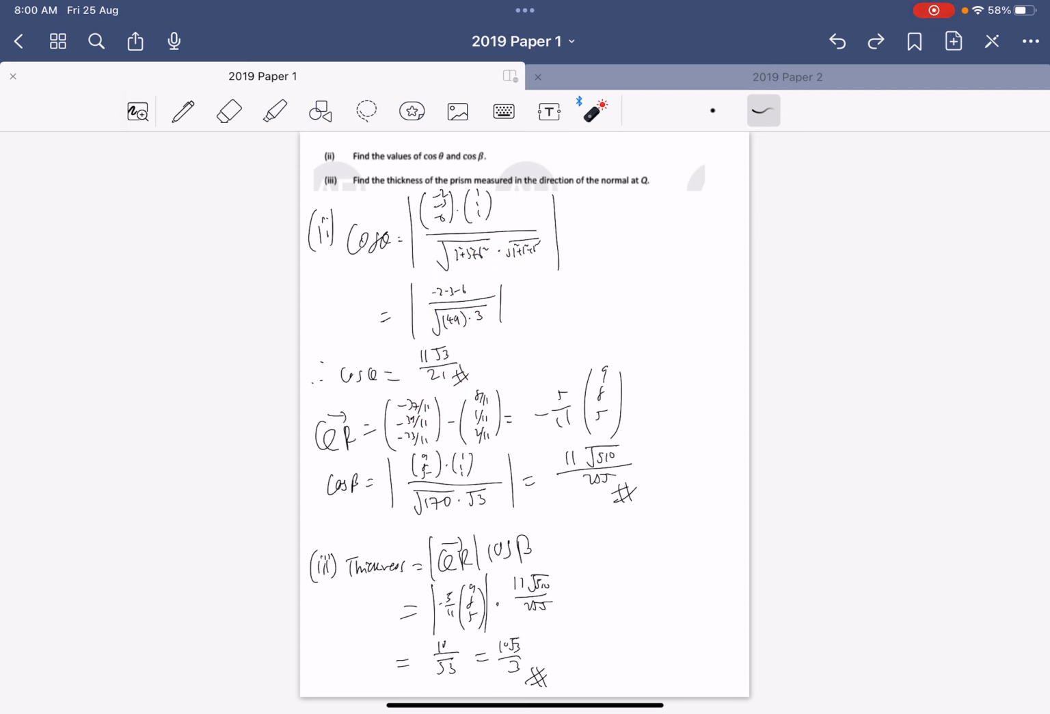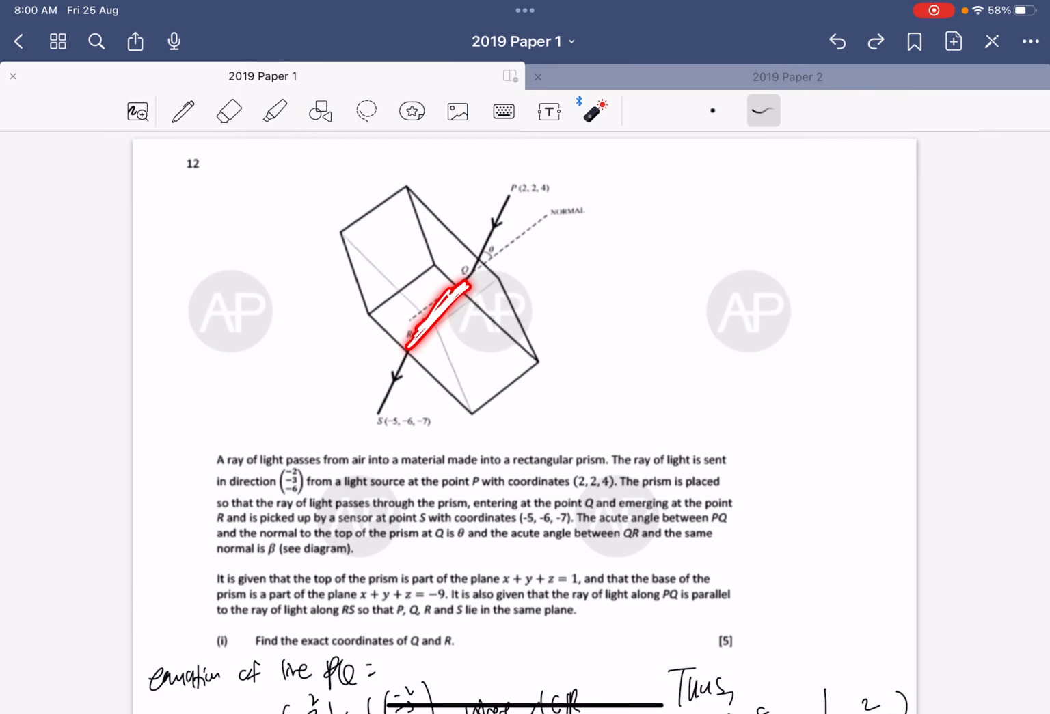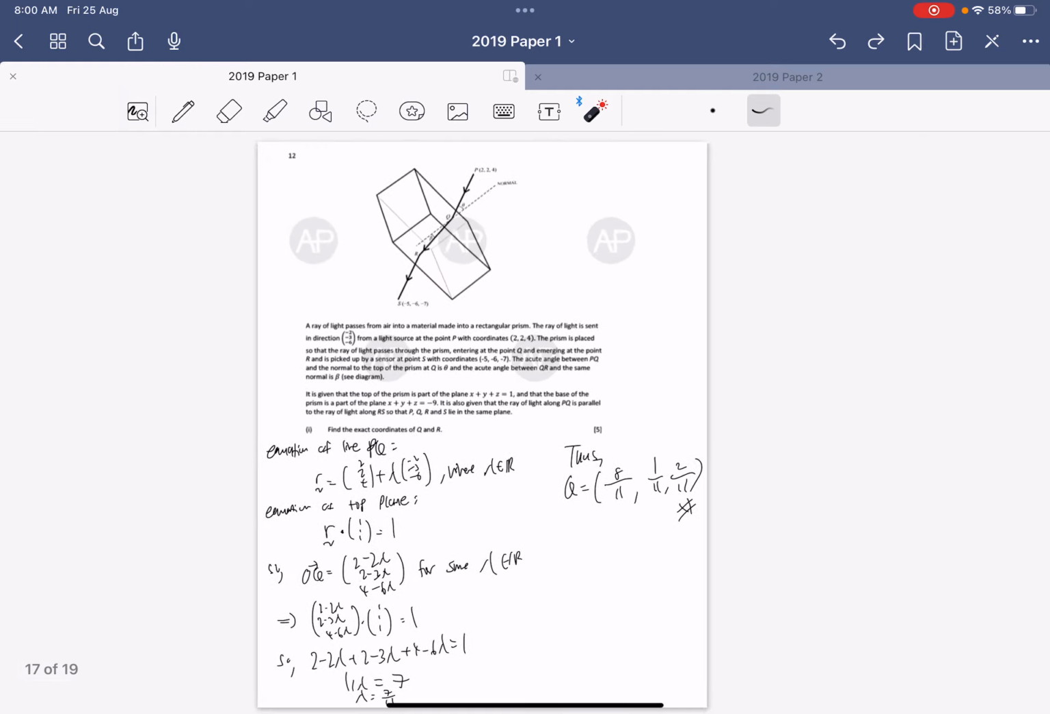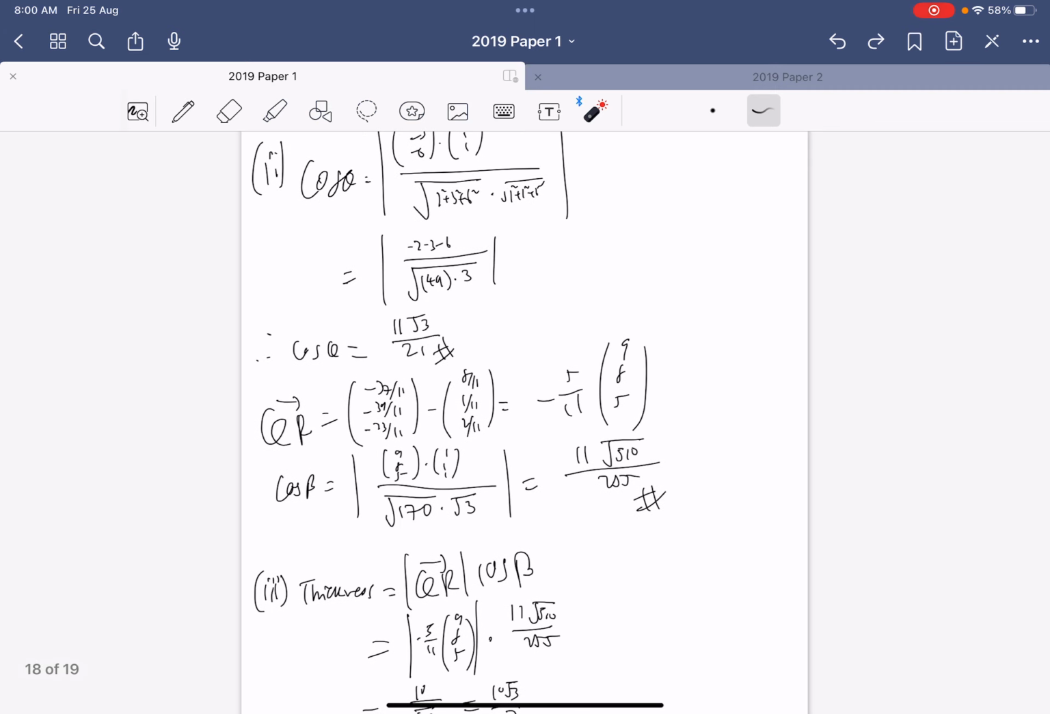Same thing for QR. So for cosine beta, now we just need to find QR and find the angle it makes with the normal. So just find QR because we know what Q is and we know what R is. Then we just dot it using the same formula for cosine beta, and we should get 11 over square root 510 over 255.